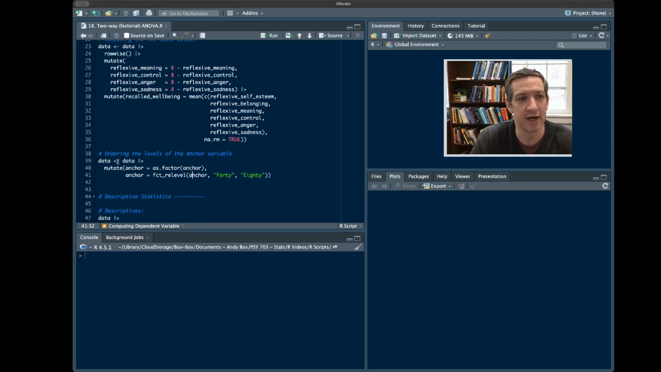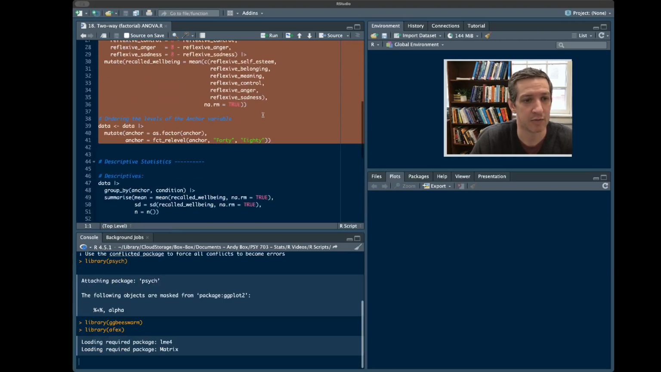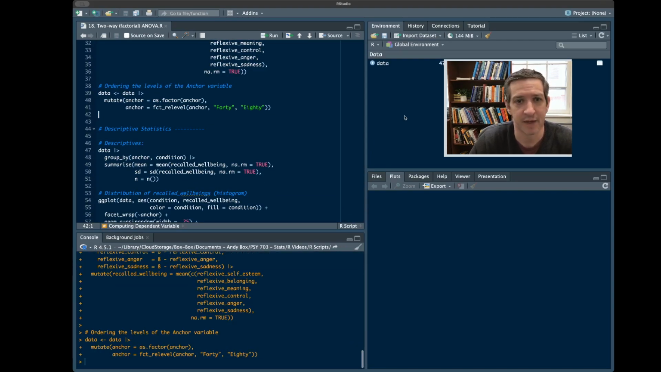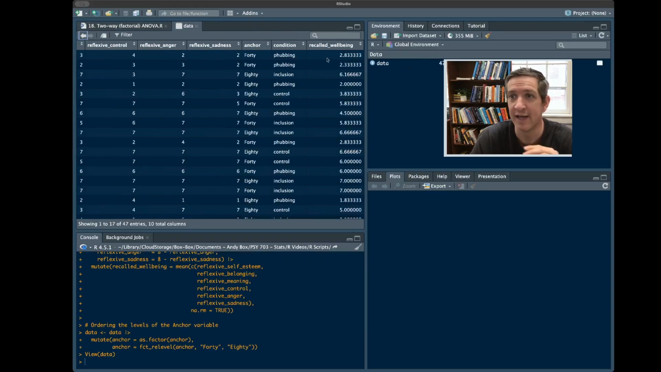And then finally, we need to take one of our independent variables and tell it explicitly the order that we want the levels to be in. So a lot of boring cleanup work to start here, but when we run all of this, we'll be in good shape to start our example. So let's start by just taking a look at the variables we're going to be working with.